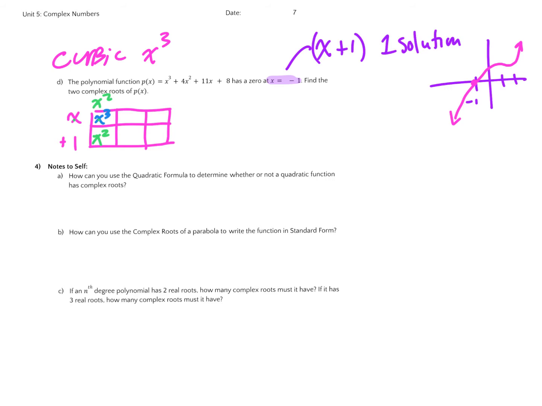Okay, so then whatever is going to live in here, I need that to equal 4. So then that must be 3x squared, because x squared plus 3x squared gives me my 4x squared. So I'm forcing one side and finding the other. This is called polynomial long division, and I'm so sorry.